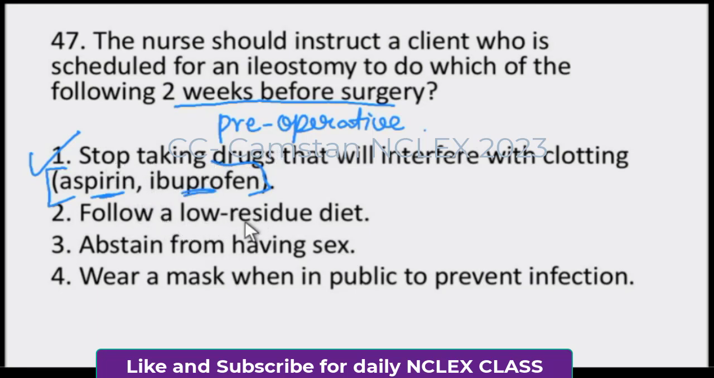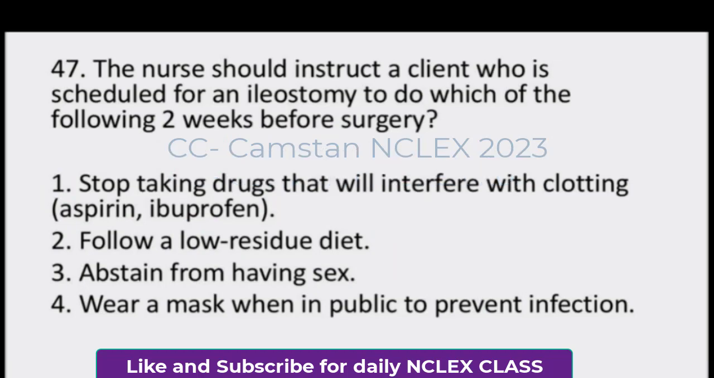Second is follow a low residue diet. Well, the client should take a high fiber diet, a high residue diet with increased fluids during this preoperative period. So this option is wrong. Abstain from having sex. It is not necessary. Wear a mask when in public to prevent infection. It is right, but this is not what the nurse will instruct to the client, right? And also the nurse should report any infection during this preoperative period to the healthcare provider, right? So the correct option is the first one, that is stop taking drugs that will interfere with clotting, aspirin and ibuprofen, right? So moving on to the next question.